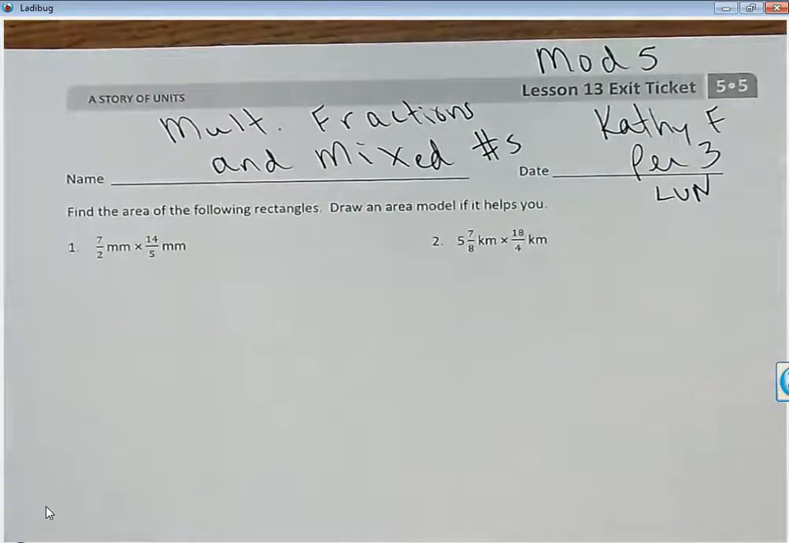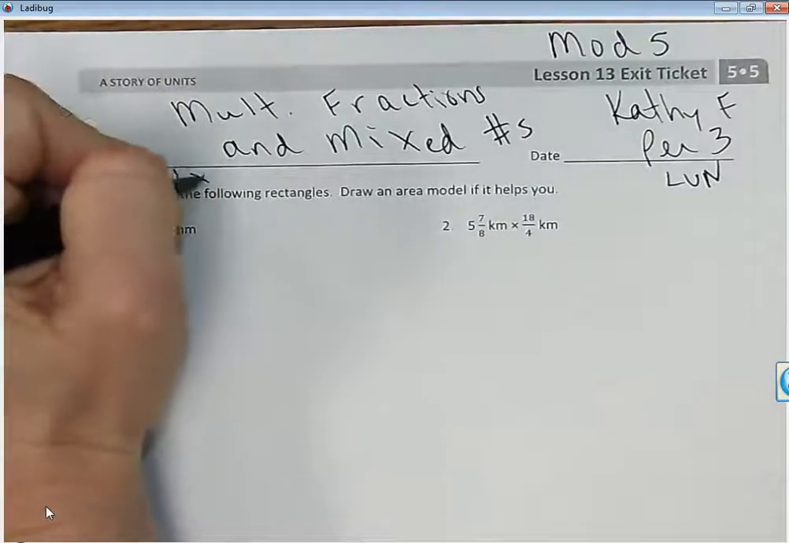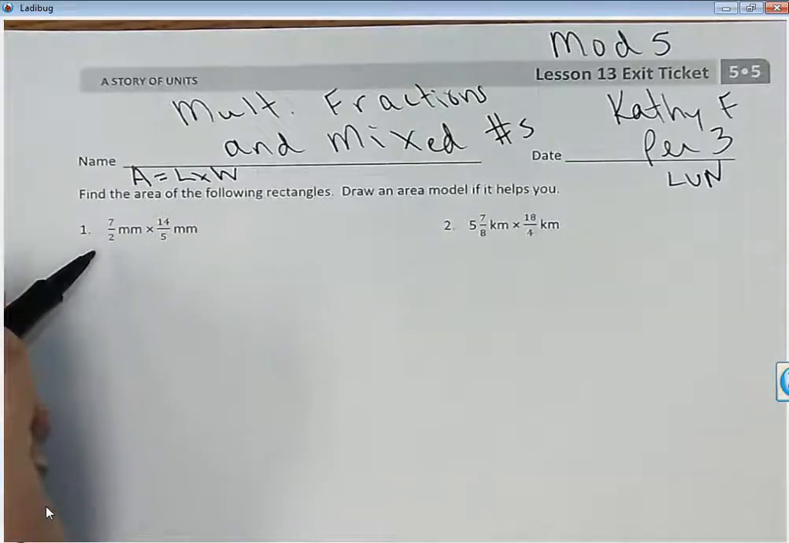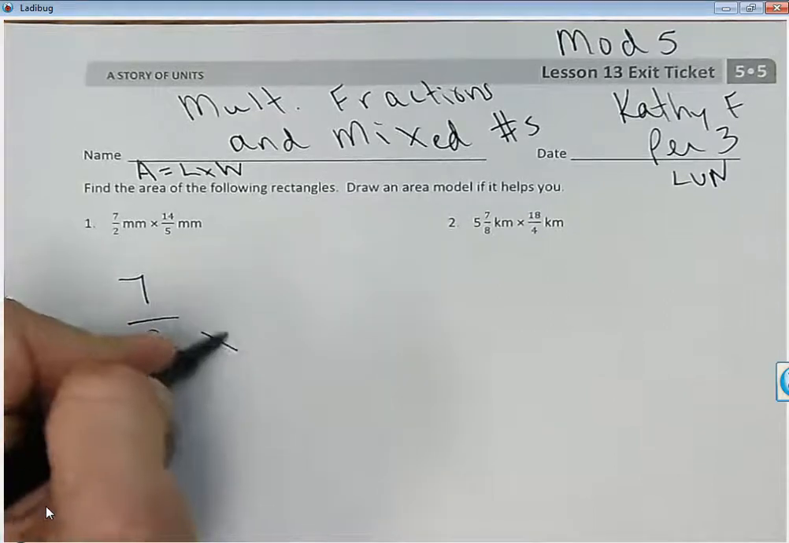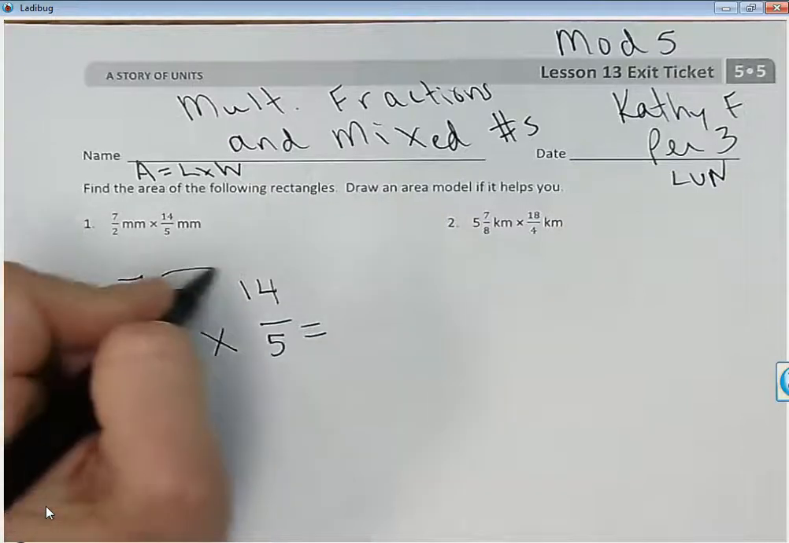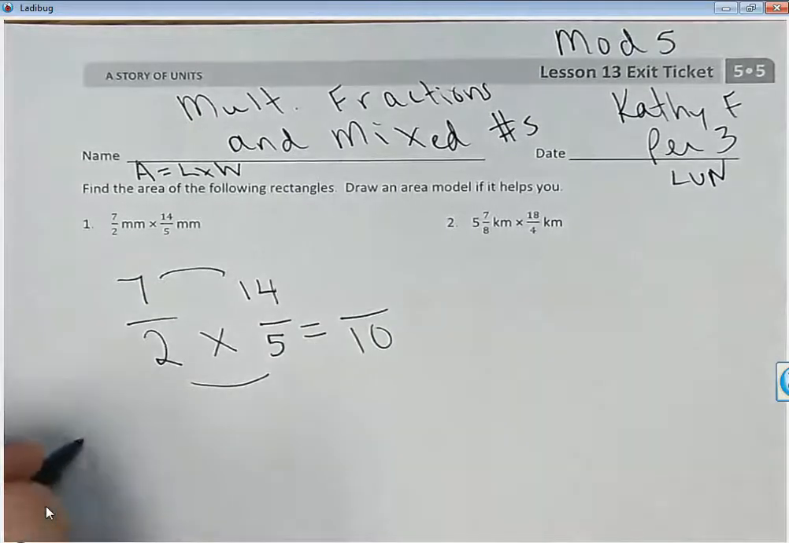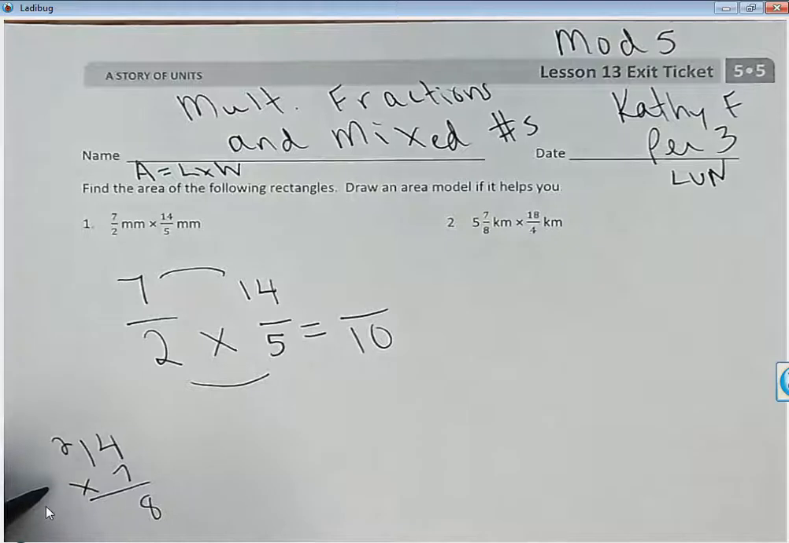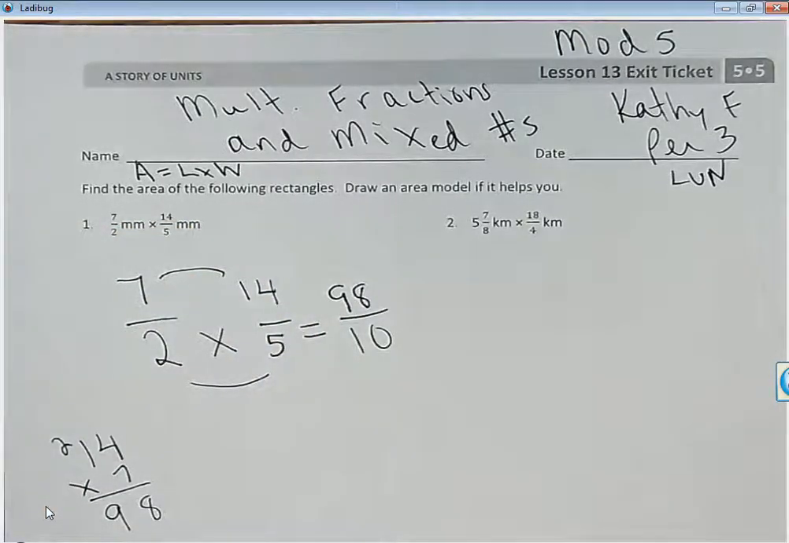Alright, so find the area. Area equals length times width. This one they already have nicely set up for us. We don't have to change anything. It'd be 7/2 times 14/5. So my bottom number is 10, and then 14 times 7. I got 98/10, and now I need to make that back into a mixed number.